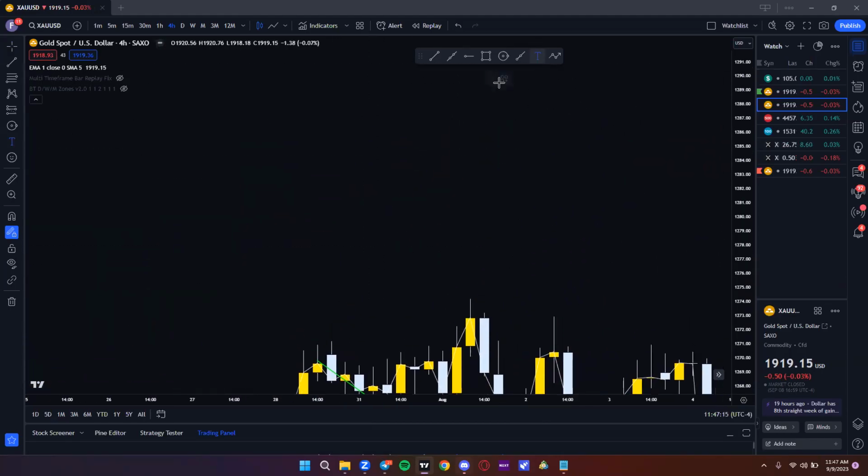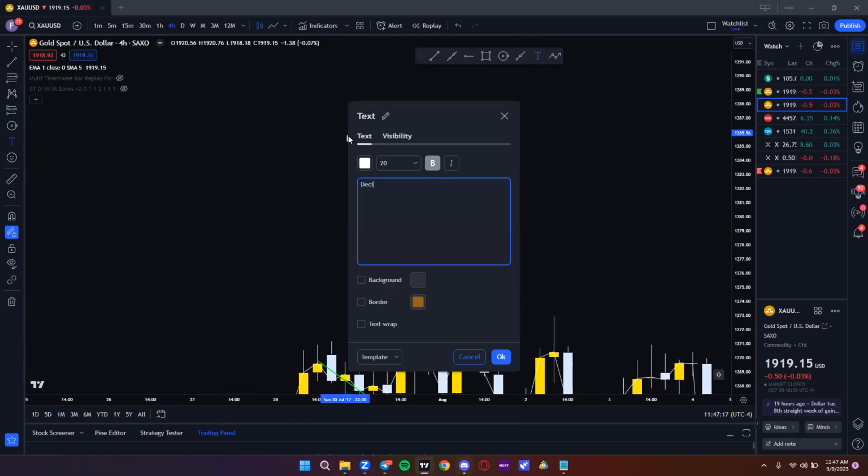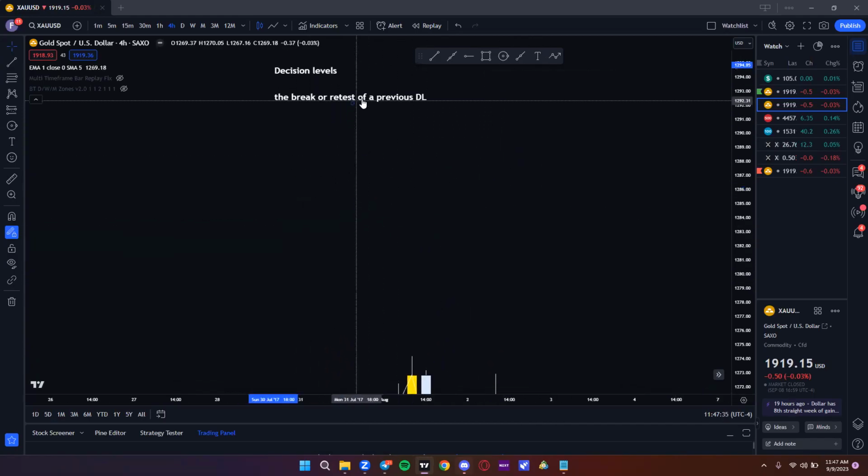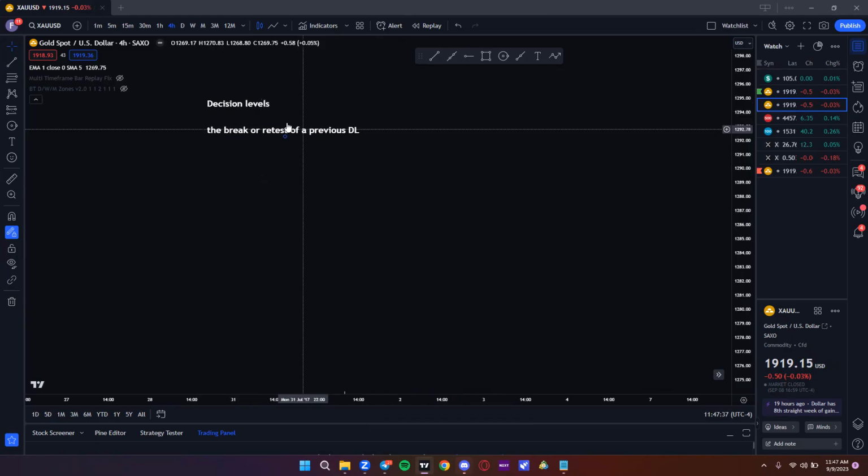It's basically decision levels. It's basically the break or retest of a previous DL. That's it. We like to look at what price does when it comes to a previous established decision level.